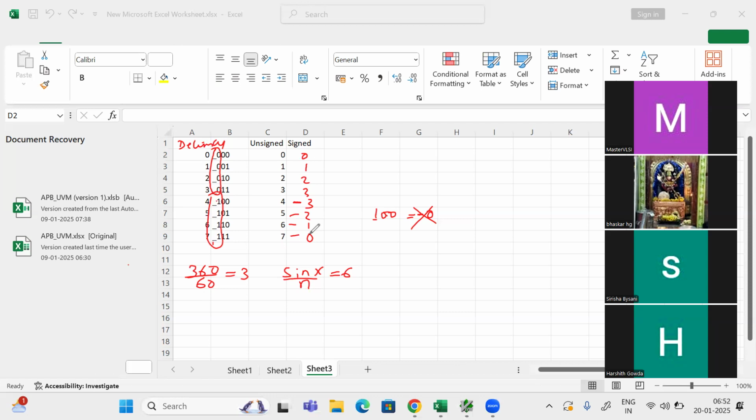Now if I ask you, what is the equivalent of 6? Go and write in this one, signed value, minus 1. You can check. Now we'll be learning 1's complement, 2's complement and all: 8th complement, 9th complement, 14th complement, 15th complement. Correct? This is what you have learned.